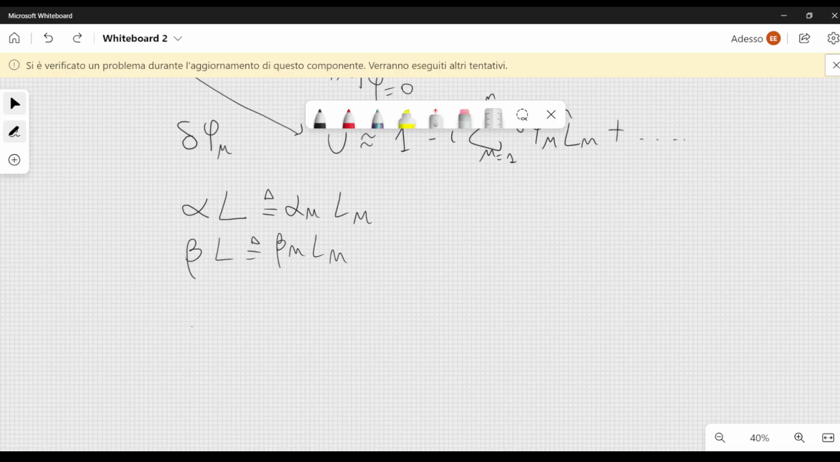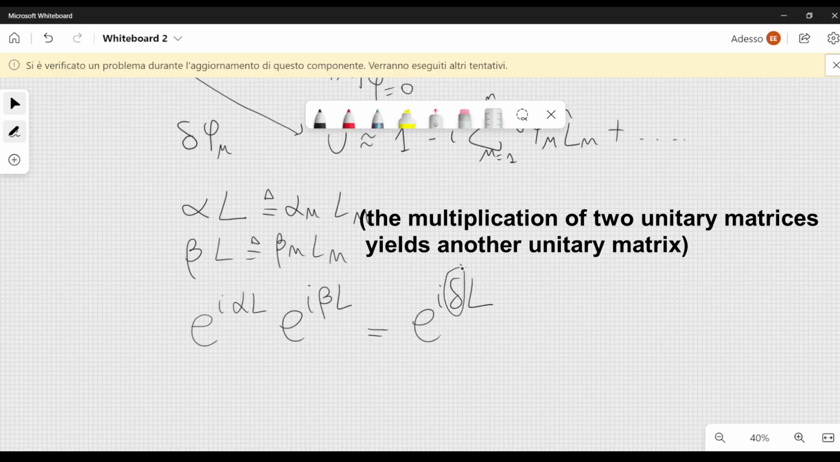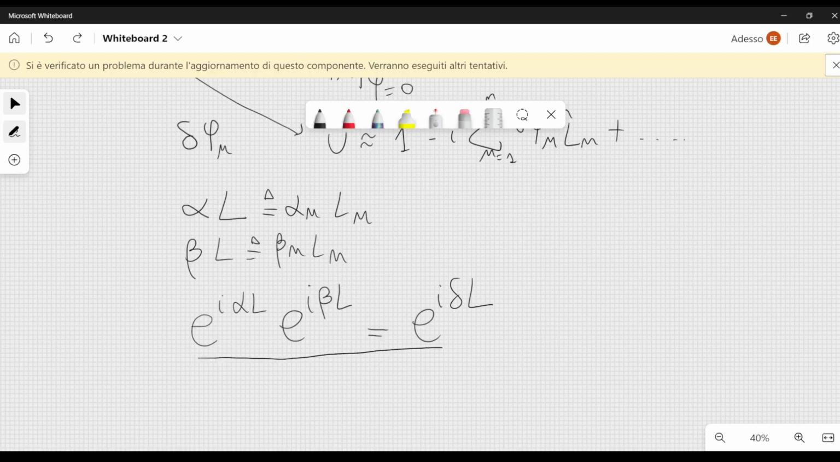And what I mean by that is that if I consider e to the I alpha L times e to the I beta L, especially when alpha and beta are small, it's quite easy to understand that this will be equal to e to the I delta L for some delta that is not defined, but it will depend on alpha and beta. So this is called the closure property of the group, and it's quite important.